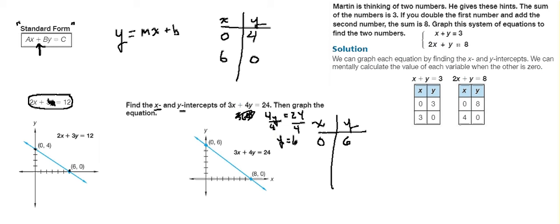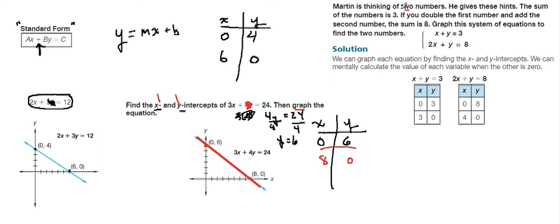And then if you imagine that y is 0, you take away all of this, and you've got 3 times what is 24? 8. (8, 0). We had the (0, 6). So we're ready to connect and cross both axes. We've done everything they've asked. We have found the intercepts, and then we've graphed.